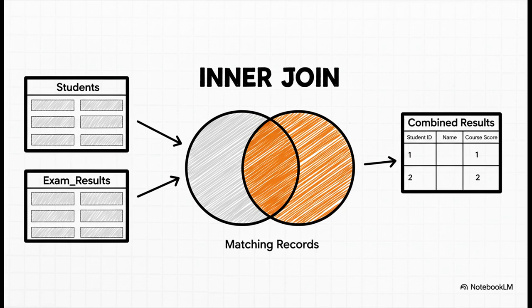What it does is it looks at both tables and only shows you the records that have a match in both places. It's basically finding the overlap, the intersection. So what you get is a perfect list of only the students who actually took an exam, with their names right next to their scores.